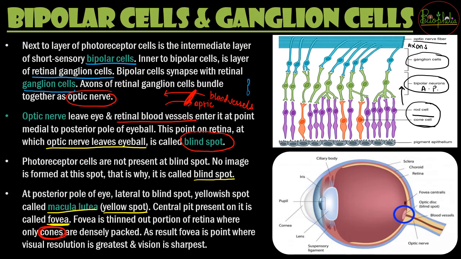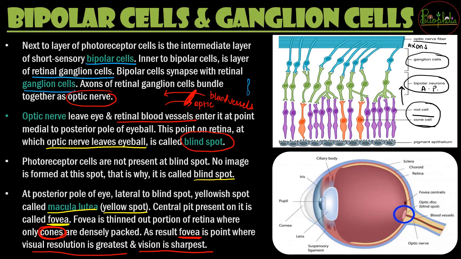Because many cones are present in this thin part of the retina, there is going to be high resolution and the vision is going to be sharpest. So the vision is sharp, very clear, HD resolution. All this is going to be present at what spot? At the fovea. Why? Because the density of cones is increased at that particular area.